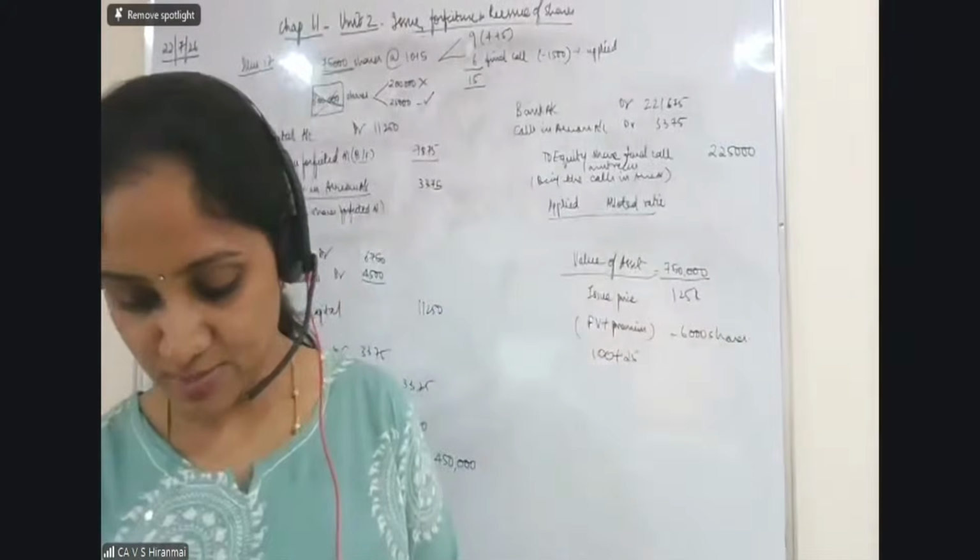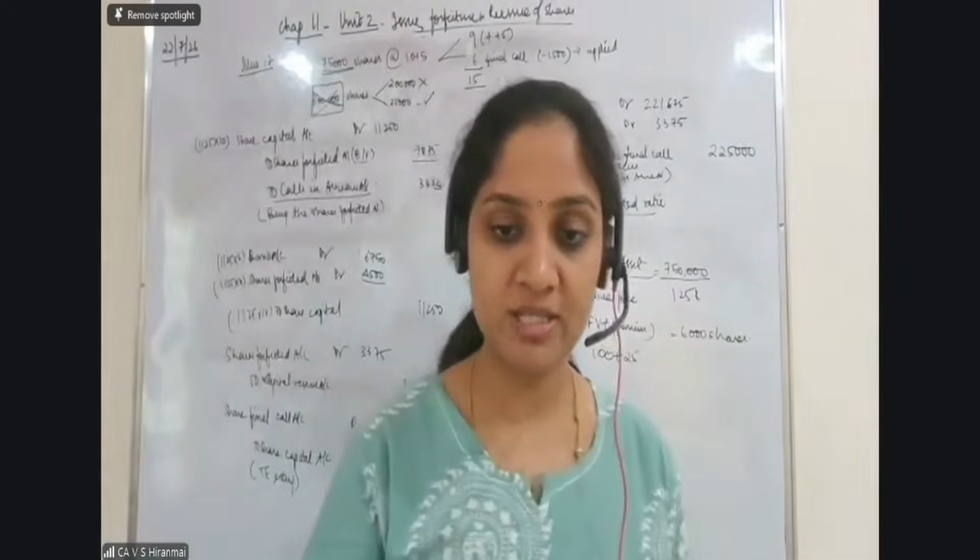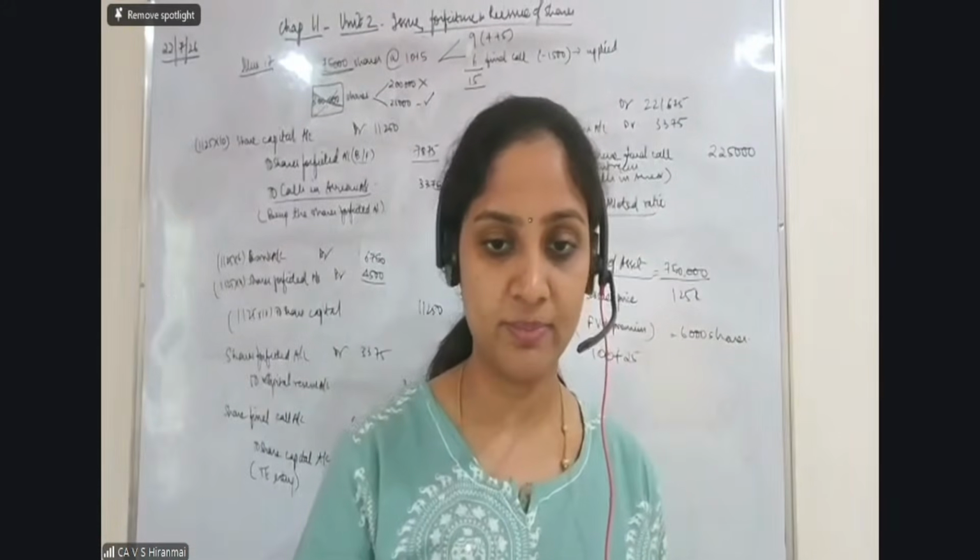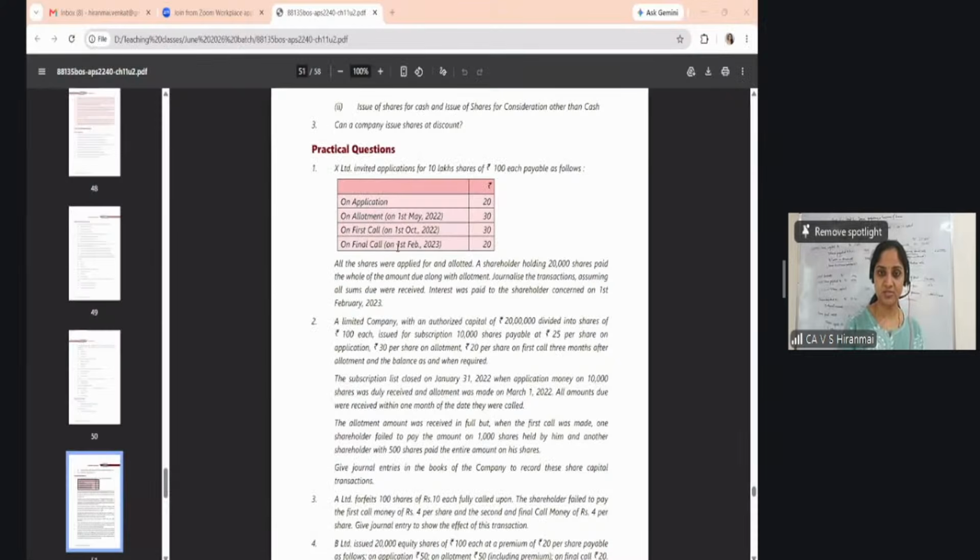And for this particular chapter, I want all of you to please prepare and go ahead with your practical questions. See here the practical questions. First one: X Limited invited applications for 10 lakh shares of 100 each, and all the shares applied for were allotted. Shareholders of 20,000 shares paid the whole amount due with allotment. Journalize and see that the interest is paid.